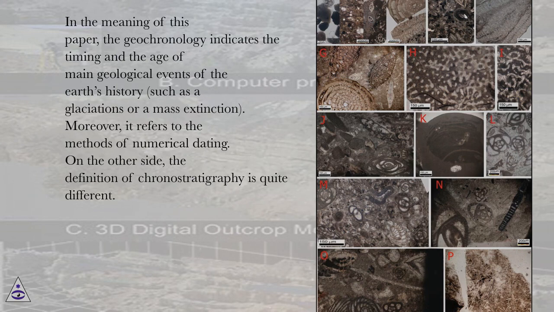In the meaning of this paper, the geochronology indicates the timing and the age of main geological events of the Earth's history, such as glaciations or a mass extinction. Moreover, it refers to the methods of numerical dating. On the other side, the definition of chronostratigraphy is quite different.